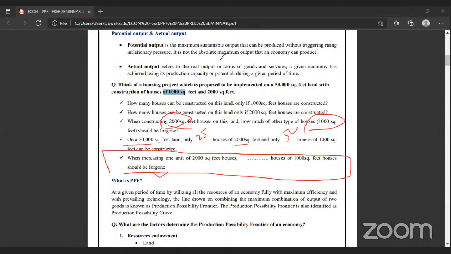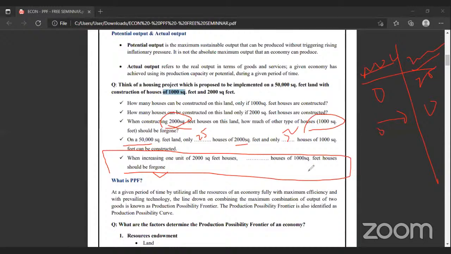Wait. That's the question. Wait a minute. If they produce 10,000 square feet constructed, then how many 2,000 square feet houses are forgotten? Exactly. I will tell you. First of all, calculate it unit based, right? Say, for example, this is 1,000 square feet and this is 2,000 square feet. When they are producing 0 square feet, how many 2,000 square feet do they produce? 25. And when they are producing 50 houses of 1,000 square feet, they don't produce any 2,000 square feet houses. These are all totals.